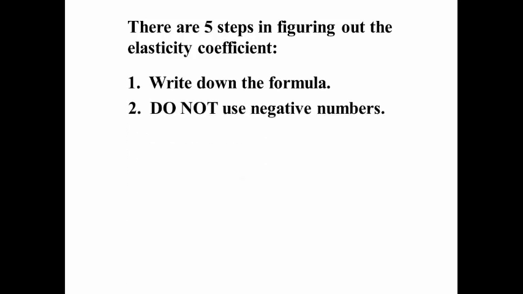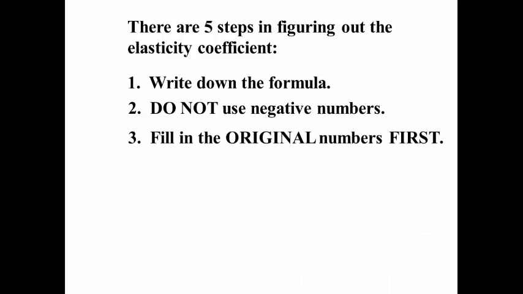There are 5 steps in figuring out the elasticity coefficient. Step 1, write down the formula. Number 2, do not use negative numbers. Use absolute numbers. If you're going from one price to a lower price, don't use the negative number. Use the absolute value, which would be a positive number. So always use positive numbers when figuring out the elasticity coefficient.